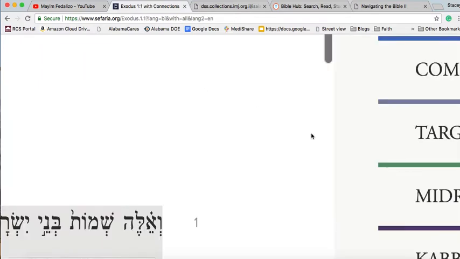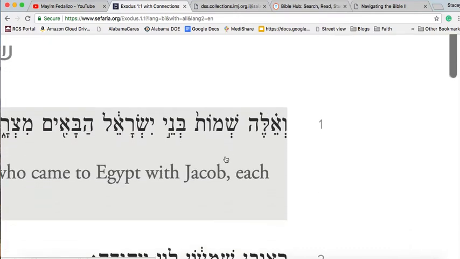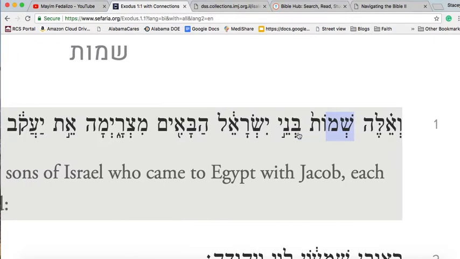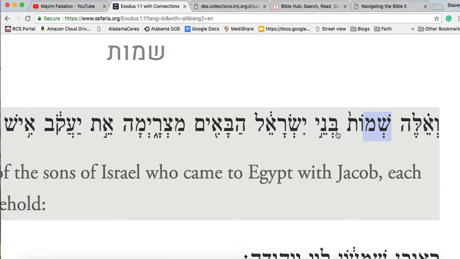Shemot. Again, this is the word for name, shem, and this pluralizes it. This makes it names. So if I were to translate this, it would be something like, and these are the names. These are the names. Or more literally, these are names. Okay? Let's go on to the next word.